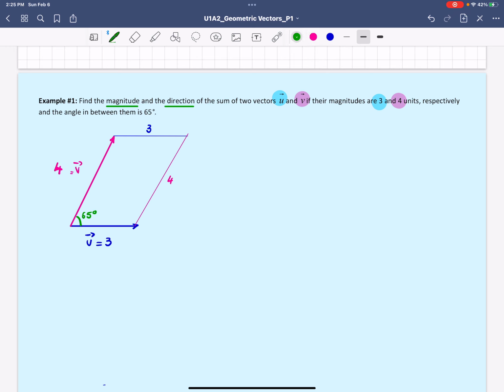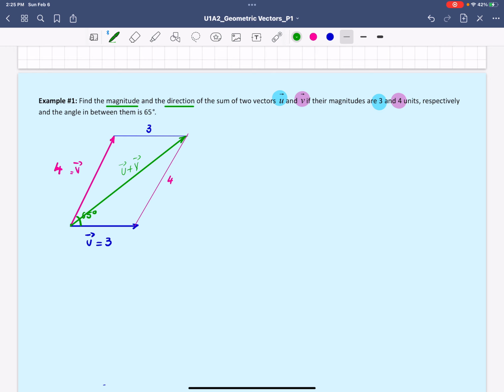So the sum of u and v will start at the tail, both tails, and then head towards the angle across from it. So here we go, vector u plus v. Obviously I'm going to label this. And now I have to think of a way of how to find vector u plus v.